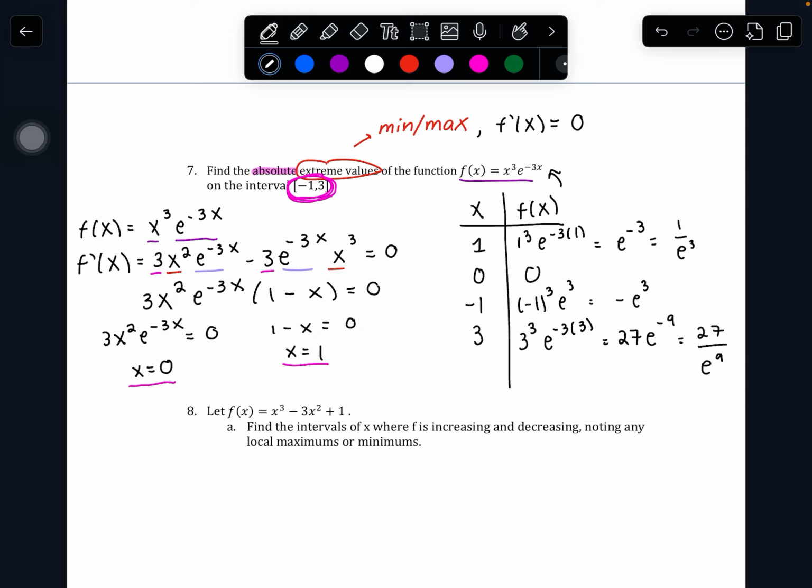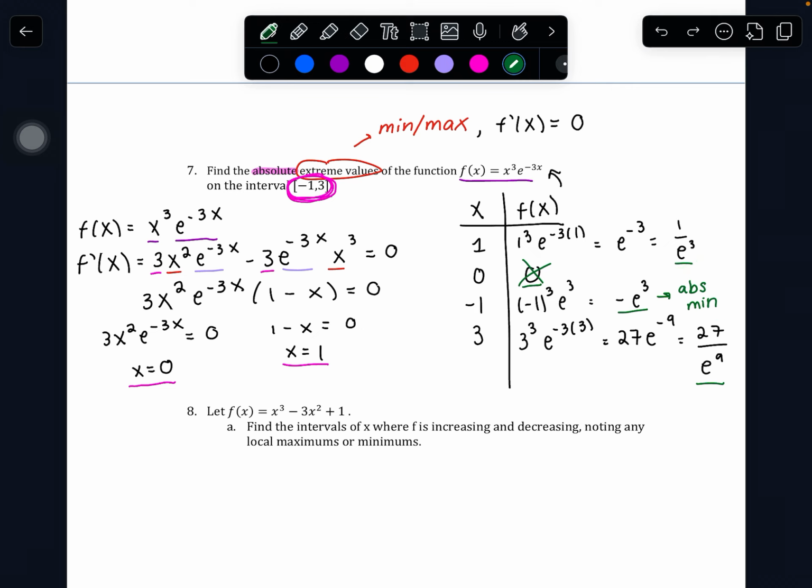So now we just have to figure out which of these numbers is the largest and which one's the smallest. Well, I only have one negative y value. So we can already say this is our min, our absolute min. I think we can rule out 0 because I have two other positive values. So this guy is not an absolute extreme value. Now it's just down between this guy and this guy.